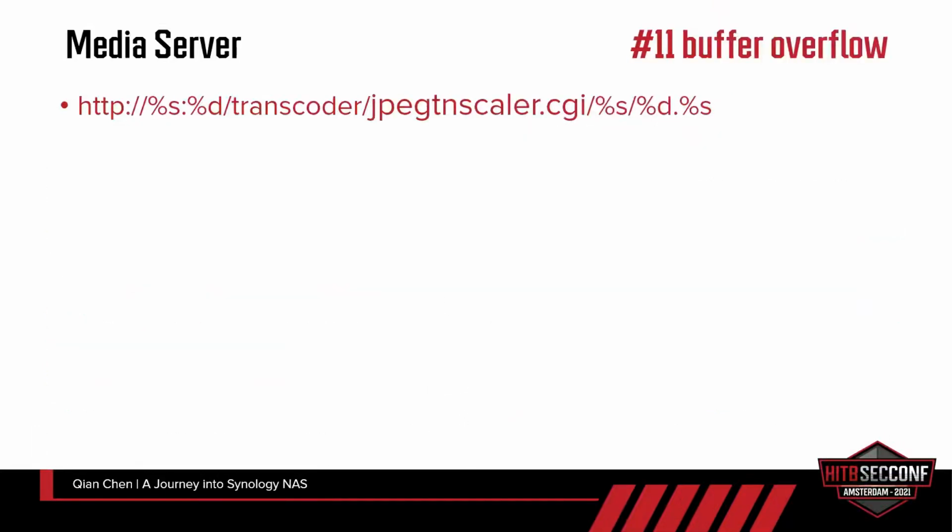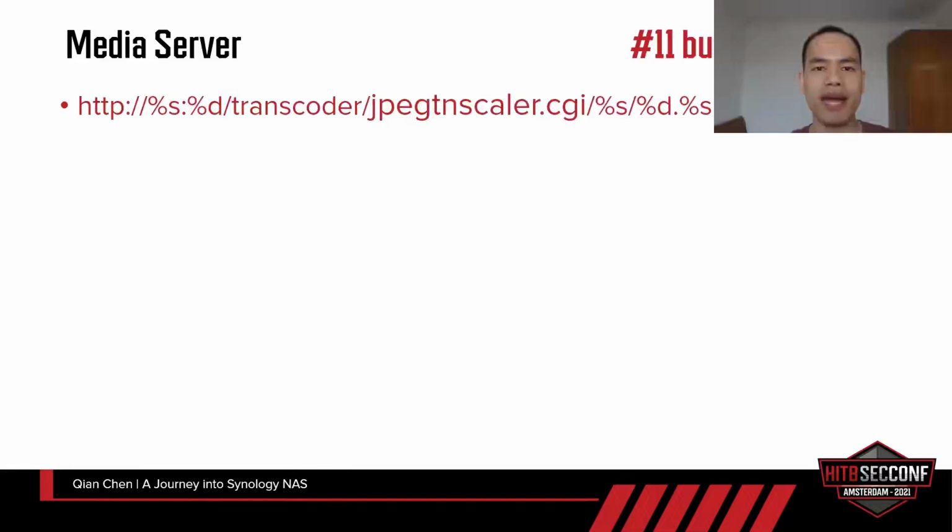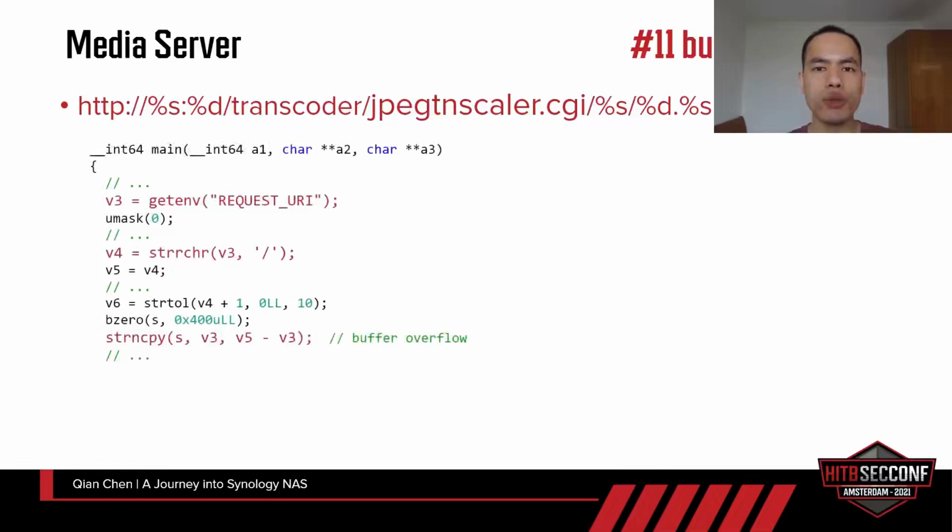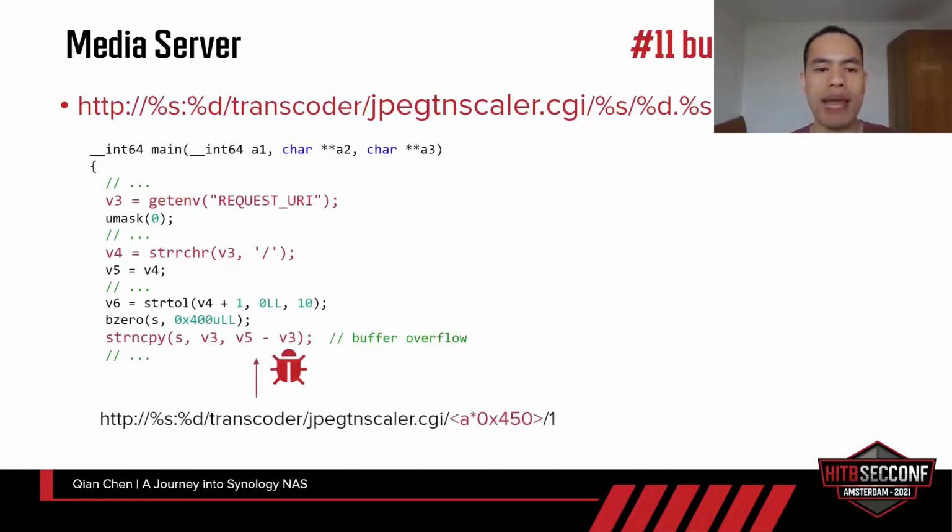Another similar and interesting API is jpeg_scale.cgi. Here is the requested URL format. Part of the code snippet to handle the request is as follows. It's clear that due to lack of length check when calling strcpy, by crafting a URL like this, we can trigger a buffer overflow.